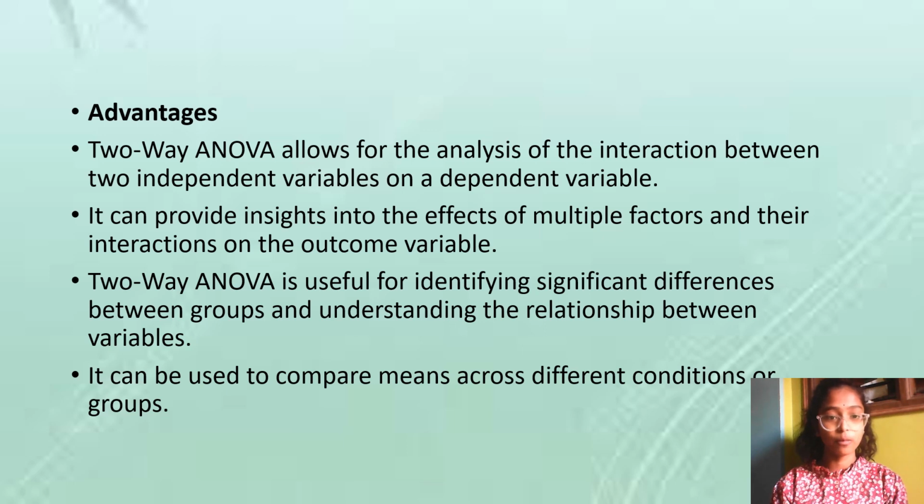And let us see some of the advantages of two-way ANOVA. Two-way ANOVA allows the analysis of the interaction between two independent variables on the dependent variable. It can provide insights into the effect of multiple factors and their interaction on the outcome variable. Two-way ANOVA is useful for identifying significant differences between groups and understanding the relation between variables. It can be used to compare means across different conditions or groups.